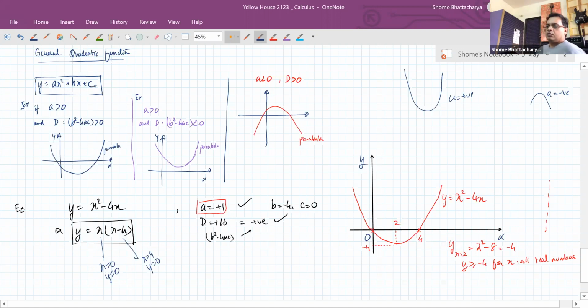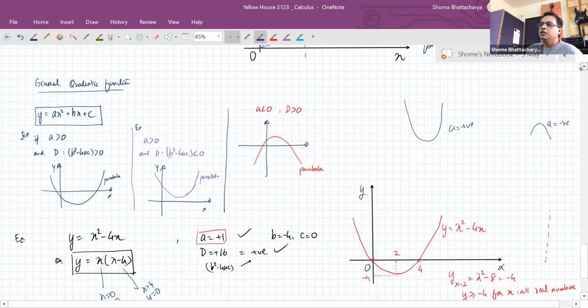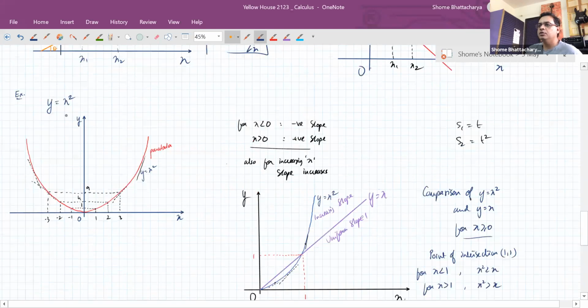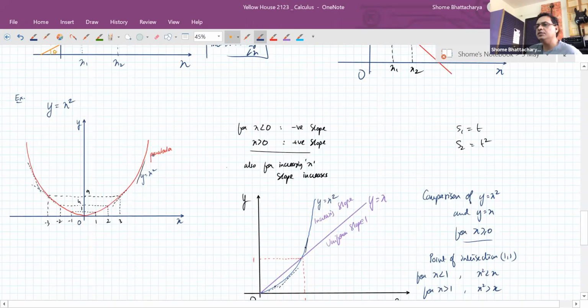For now, what do you have to remember from this? You don't have to remember anything, but that's the beauty of physics from now on. You have to understand the logic behind things. You don't have to memorize anything. So for now, what you have to understand is that any quadratic function's graph has a basic shape, which is called a parabola.